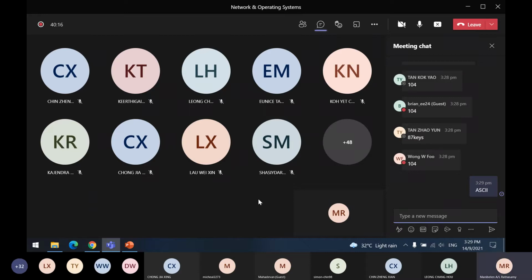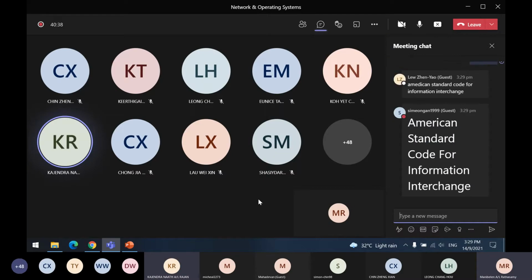Type. Either you unmute and speak or you type. What does ASCII stand for? All of you as IT computer students, furthermore degree students, I'd like to challenge you. You must know what is ASCII. American Standard Code for Information Interchange. Very good. That's good. Okay, beautiful.